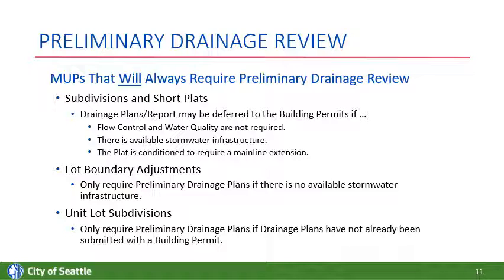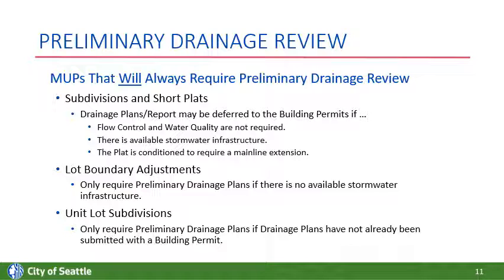Here's a little bit more clarifying information about preliminary drainage review. Again, the master use permits that will always require preliminary drainage review include subdivisions and short plats, lot boundary adjustments, and unit lot subdivisions. And again, typically we're just looking at those applications for review of access to stormwater and sanitary utilities. However, depending on the size and the nature of the application, we may be requiring preliminary drainage review at the master use permit stage.